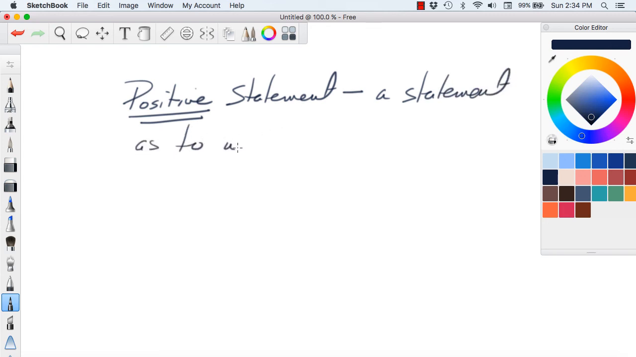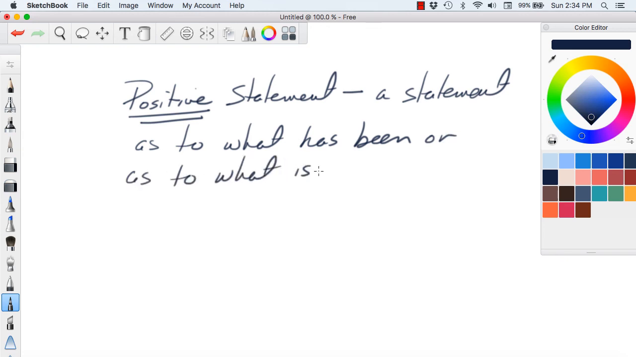as to what has been or as to what is. So it's a statement about the past, or it's a statement about what is the present. But positive statements are not statements about what we would like to see. They're not statements about trying to form a world that we would like to see. They're a statement about the world as it is. Okay, let me give you a for instance.